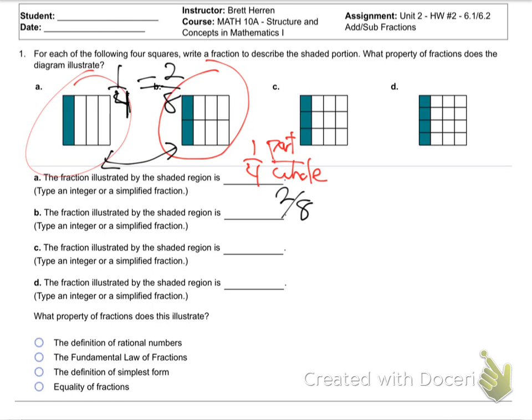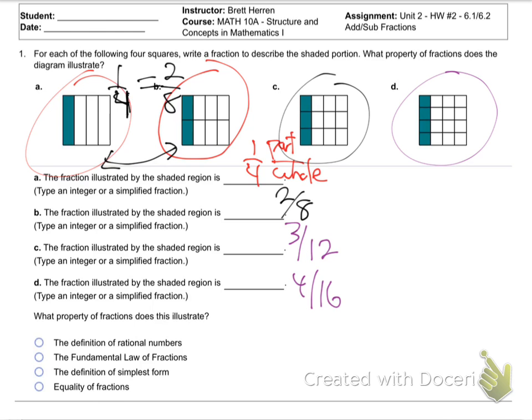So look at C. What portion is shaded? See how these are all the same? They're all the same portion of the rectangle. This one, what's the fraction going to be on that one? 3/12, which you know is the same. That one, 4/16. They're all 1/4, aren't they? They're all equivalent fractions, meaning they're the same. They're the same thing. What property of fractions?